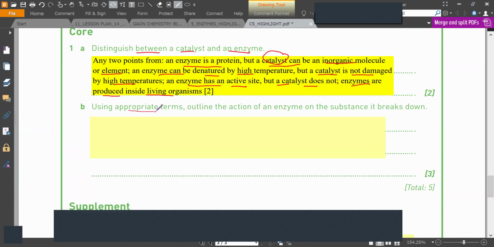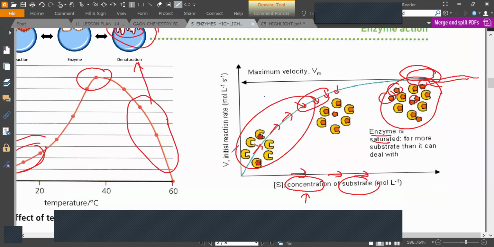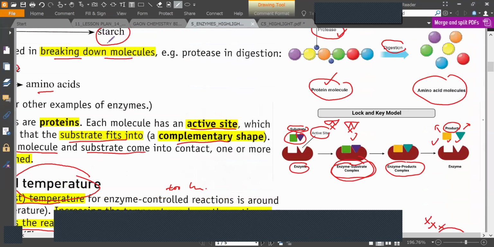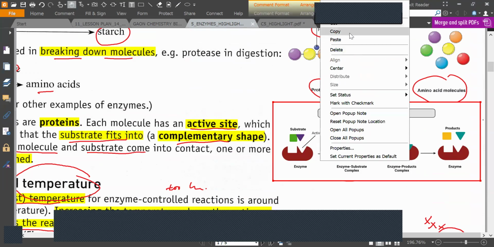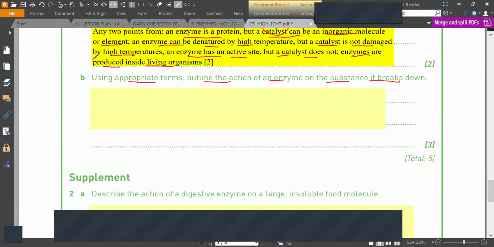Next, using appropriate terms, outline the action of enzyme on the substrate it breaks down. So what is actually happening there? We can think about that. Basically we will focus on this. So basically this is what's happening there.